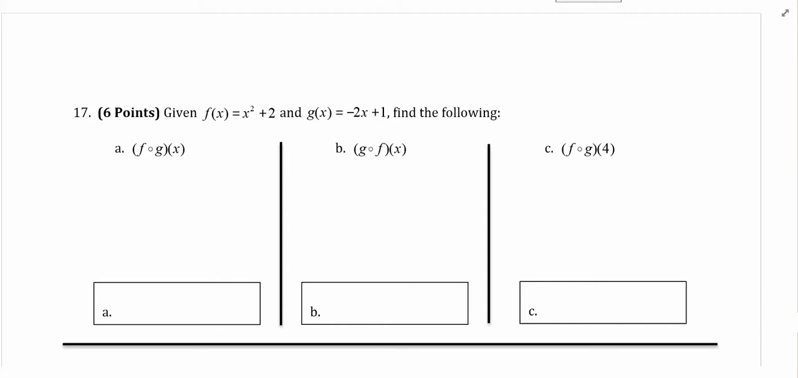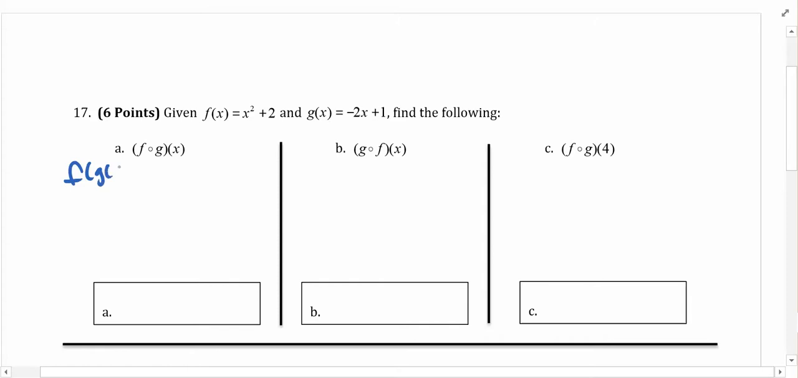Number 17 is all about composite functions. So they define f of x as x squared plus 2, and they define g of x as negative 2x plus 1. So part A says, what's f of g of x? So that means that I would have f of g of x.